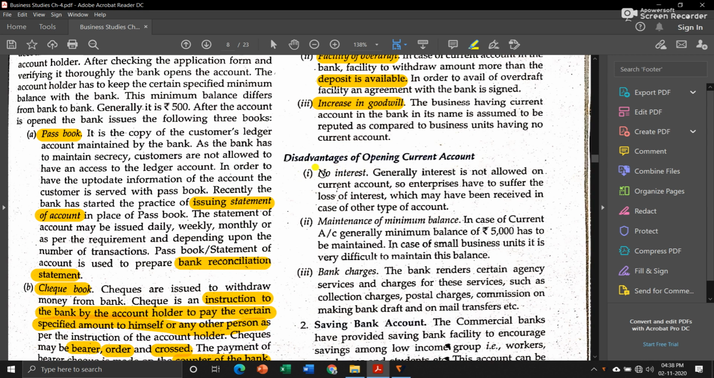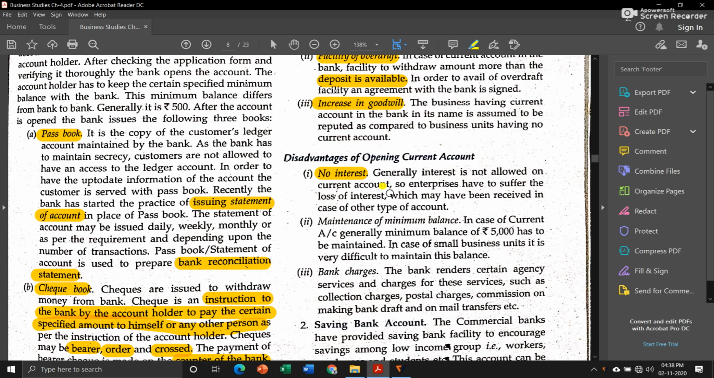Now the first and most important disadvantage is no interest. Generally interest is not allowed on a current account, so the enterprise has to suffer the loss of interest. Suppose you open a current account with 5,000 of cash, 5,000 of deposit, and on the other hand you open a savings account or any other type of account with 5,000, then in the current account you will not receive any interest.